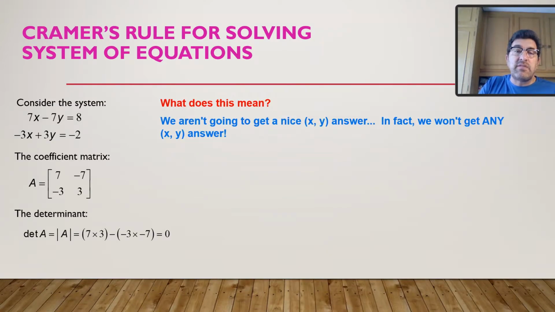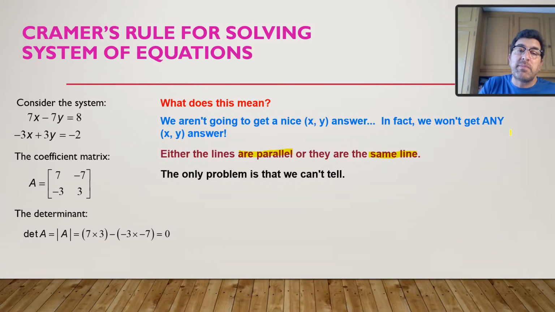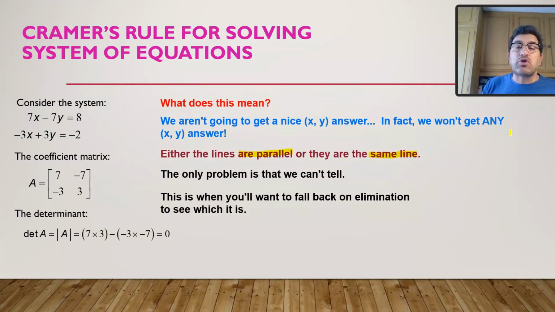We aren't going to get a very nice answer. In fact, we aren't going to get any answer possibly. Why? Either the lines are parallel or they are the same line. If they're the same line, there's an untold number of solutions. If they're parallel, there's no solution. They will never intersect. Now, the only problem is how we can find out which is which.